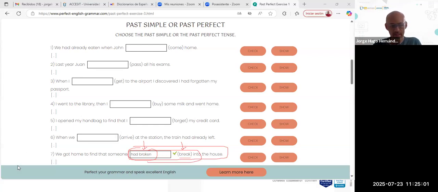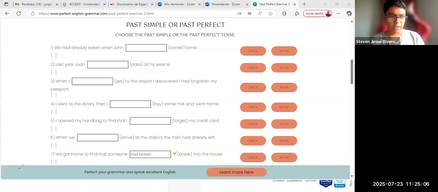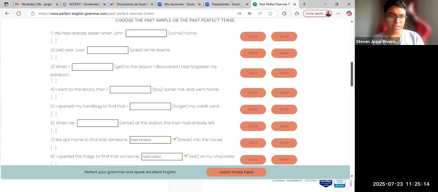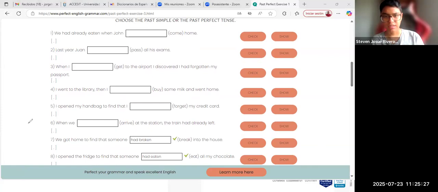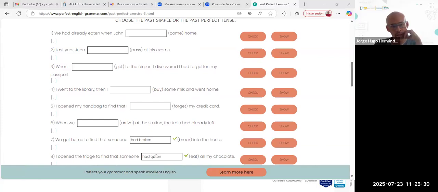And next, Steven. Okay, 8. I opened the fridge to find that someone had eaten all my chocolate. Chocolate. Okay, remember that a word like this can be pronounced like eaten or eaten, no? Both of them are right.